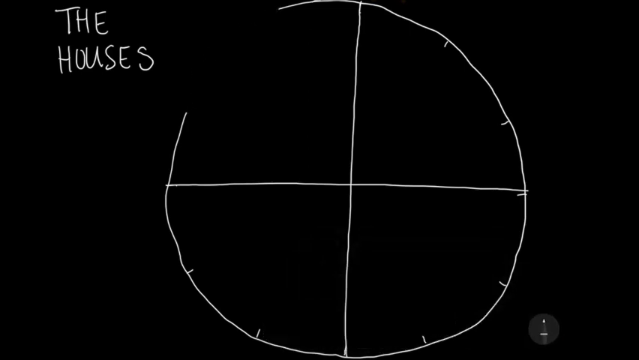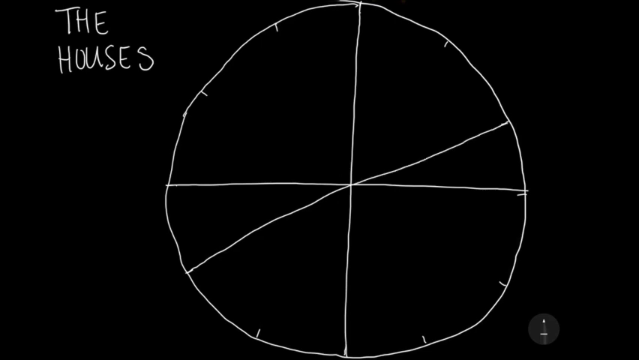quarter into thirds, because there are 12 houses, right? 4 times 3 is 12. Math. Anyway, after you do that, start drawing lines across, connecting them. Does not have to be perfect. We'll just do the best that we can.